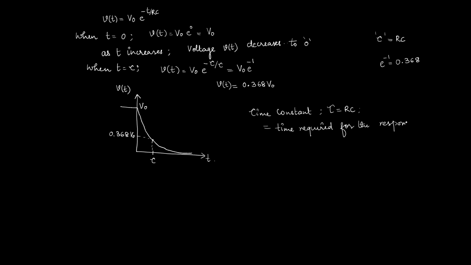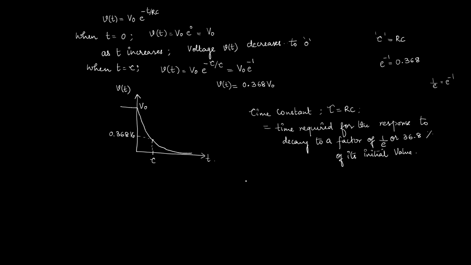So the time constant, which is tau equal to RC, can be defined as the time required for the response to decay to a factor of 1 by e. 1 by e is nothing but equal to e power minus 1. So it is the time required for the response to decay to a factor of 1 by e, or 36.8% of its initial value.